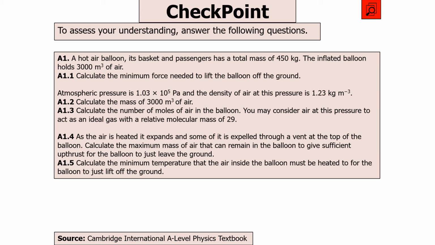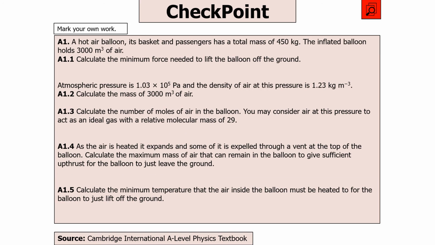Calculate the number of moles of air in the balloon. You may consider the air at this pressure to act as an ideal gas with a relative molecular mass of 29. As the air is heated, it expands. Some of it is expelled through a vent at the top of the balloon. Calculate the maximum mass of the air that can remain in the balloon to give sufficient upthrust for the balloon to just leave the ground. And then calculate the minimum temperature that the air inside the balloon must be heated to for the balloon to just lift off the ground. So pause the video now, then unpause the video when you want to go through your answers.